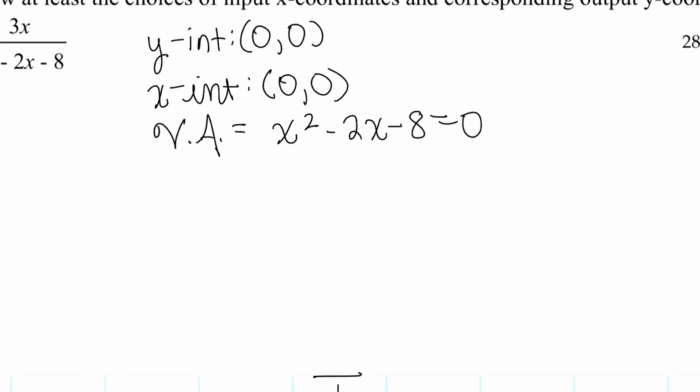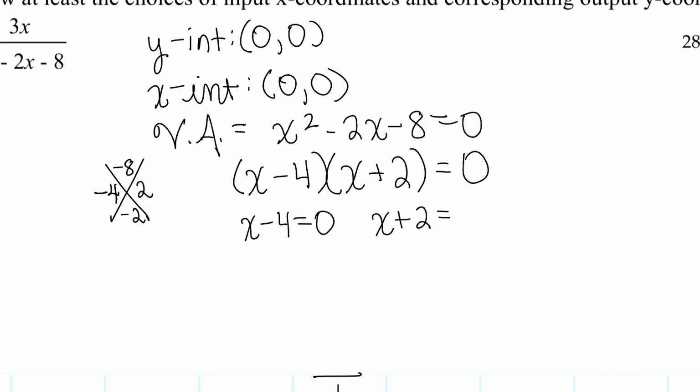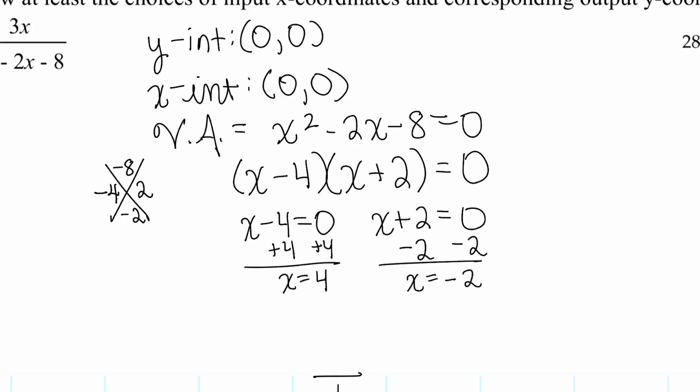So we're going to factor this. We're looking for factors of -8 that add to -2, which are going to be -4 and 2. We're going to set that up here. You could also do quadratic formula here if you wanted to. Then we're going to set both factors equal to 0 and solve for x. So our vertical asymptotes are going to be at 4 and -2.